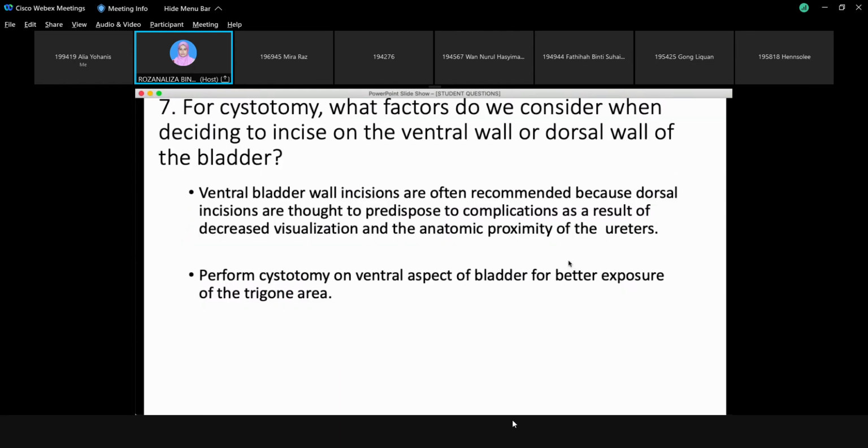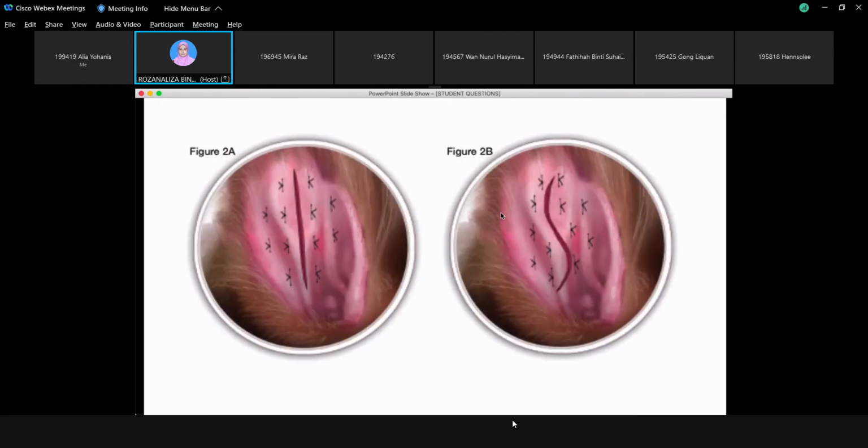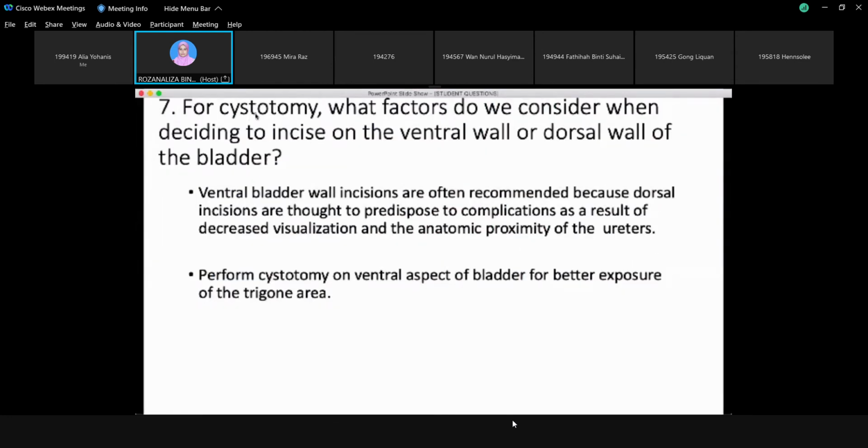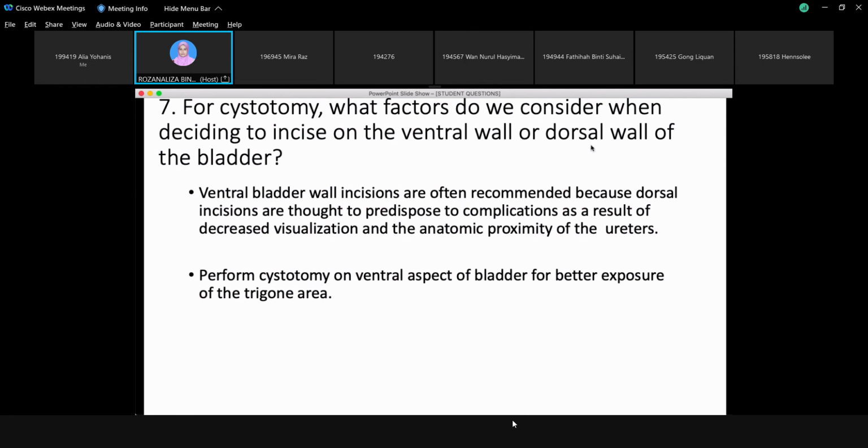Okay, this is question number 7. For cystotomy, what factors do we consider when deciding to incise on the ventral wall or dorsal wall of the bladder? So ventral or dorsal walls.